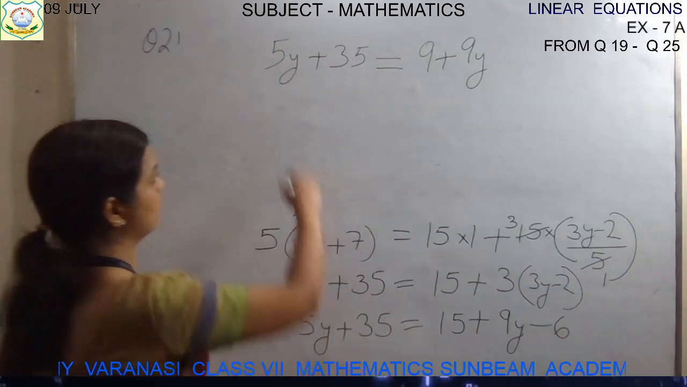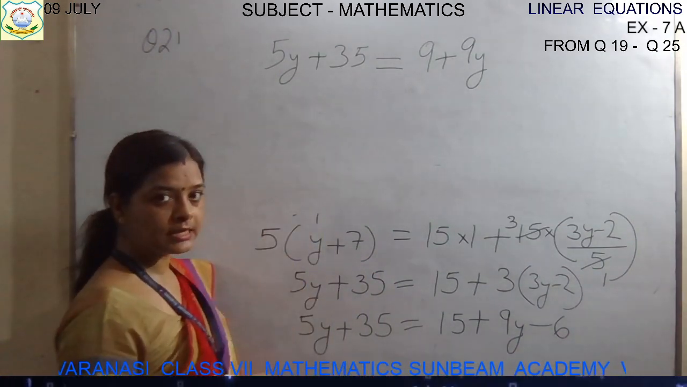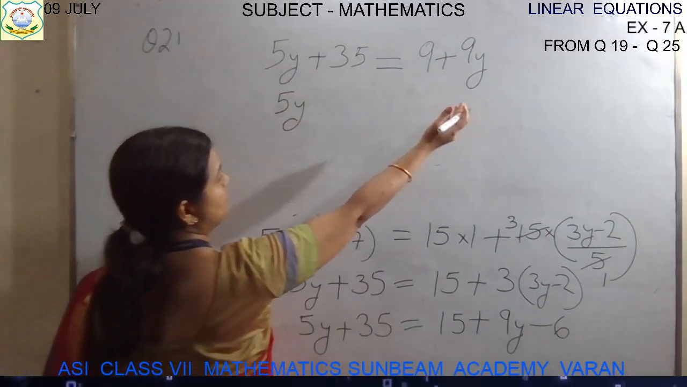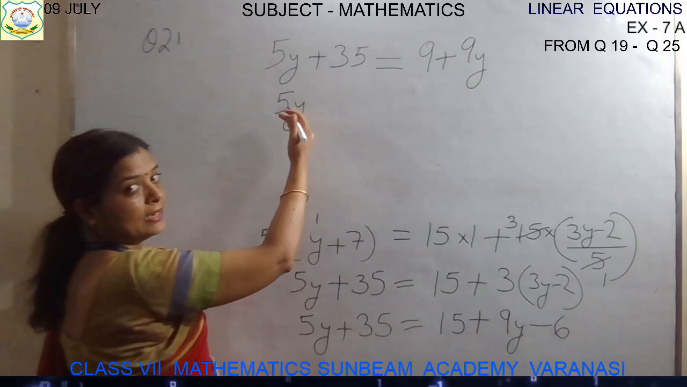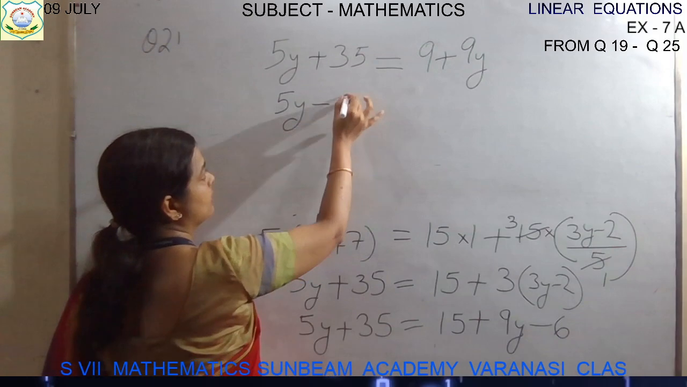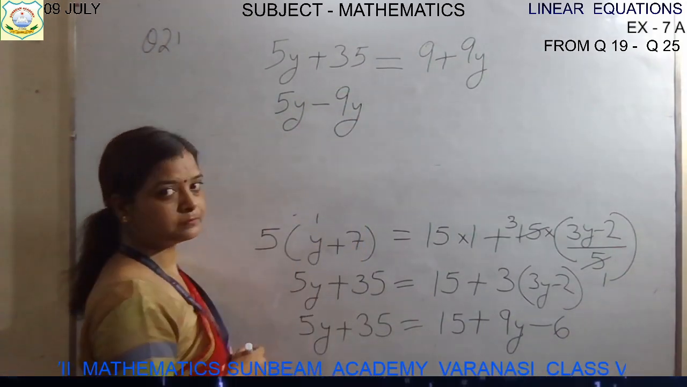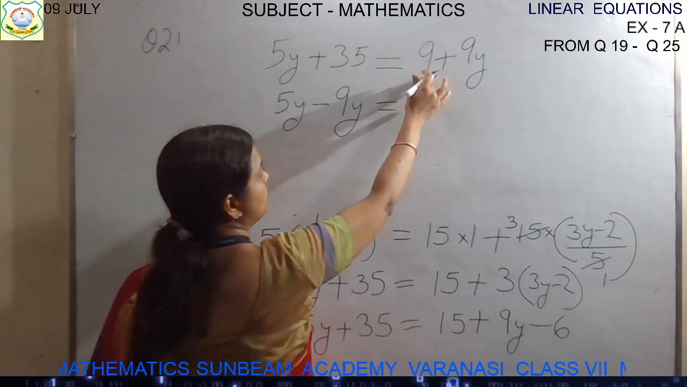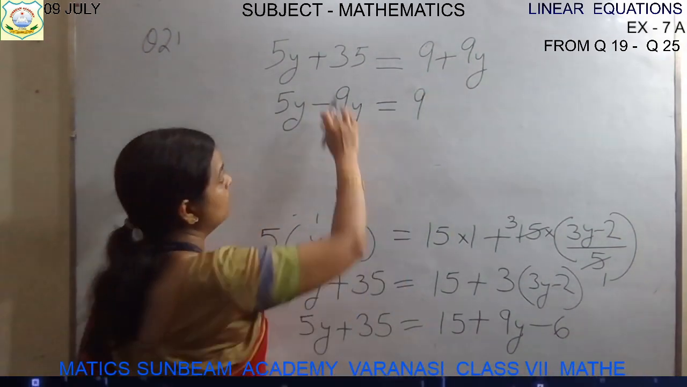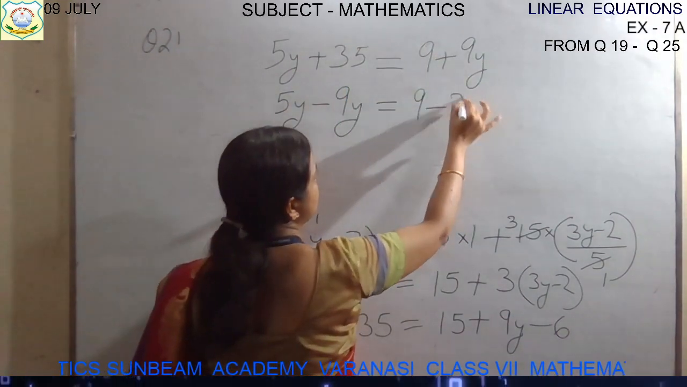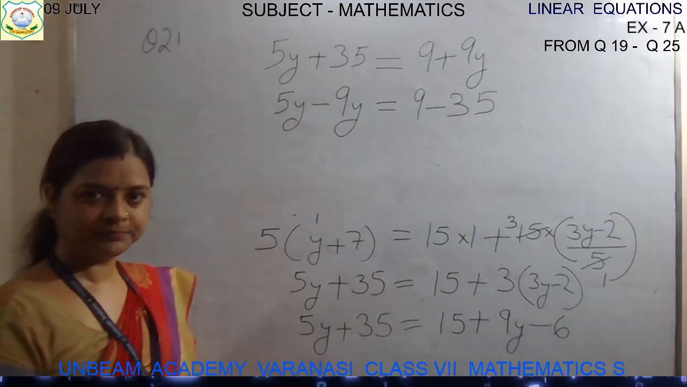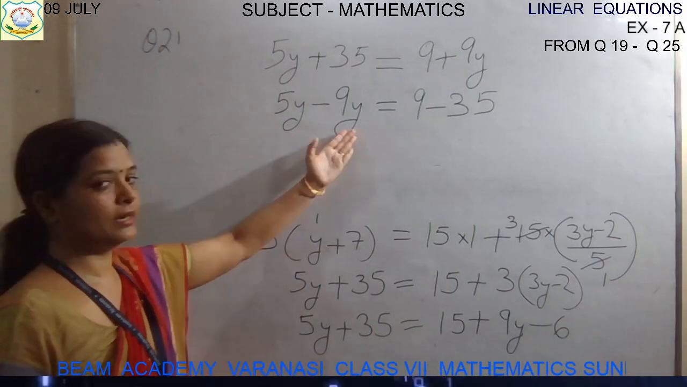Okay. Now next step, separating variable on one side and constant on the other side. So here it is 5y. Let's transpose 9y to LHS. So it is positive 9y. When it transposes here, it will become minus 9y, is equal to 9. 9 is already on RHS, so write down 9. And plus 35, when transposed to that side, will become minus 35. Clear?